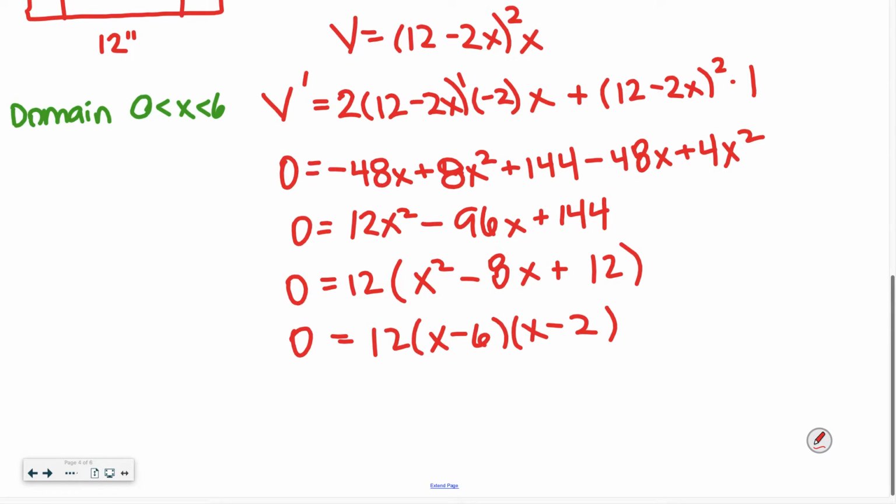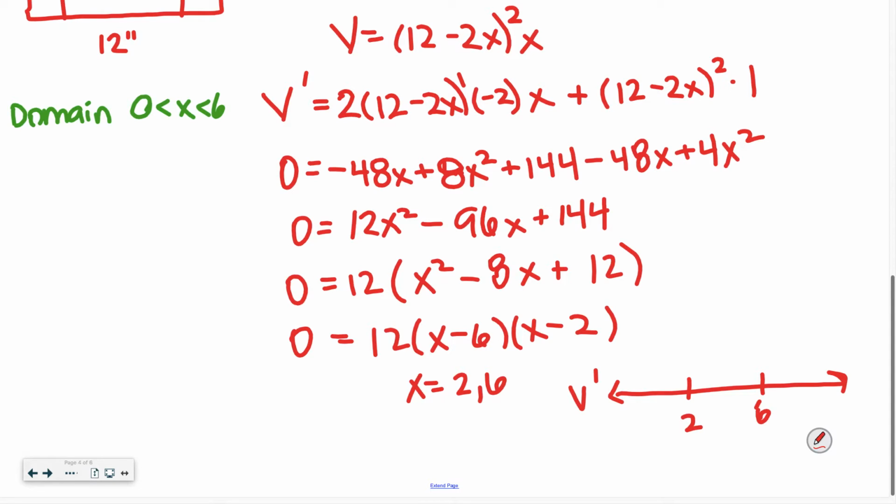Owen, what are our critical points? 6 and 2. And what should we do with those critical points? Put them on a number line. Okay. Now, technically, 2 is the only one that is in our domain. I mean, we're not going to create a box by cutting out 6 by 6 squares, right? Okay. So, some of us are going to get excited and be like, yep, 2's it. That's what we're going to use.